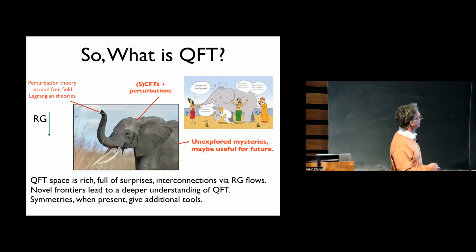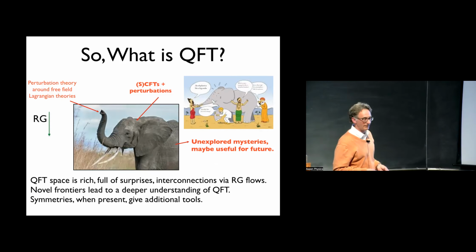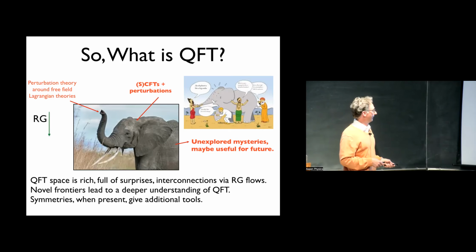Okay. So just to wrap up, we can ask what is quantum field theory? Well, we all come to quantum field theory from maybe different angles, and we might think of it in different ways. If we look at it from perturbation theory around free field Lagrangians, it looks like one thing. From other directions it might look like something else. And it's a rich space full of surprises, interconnected by RG flows. And the novel frontiers lead to a deeper understanding of quantum field theory. Symmetries, when present, give additional tools.